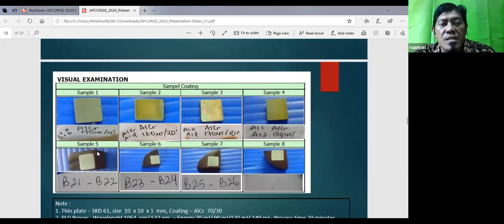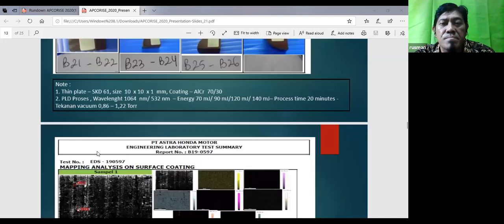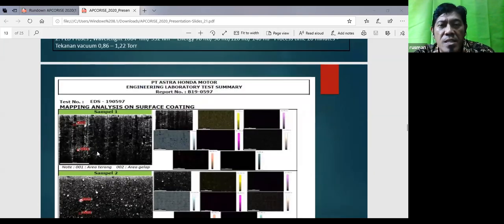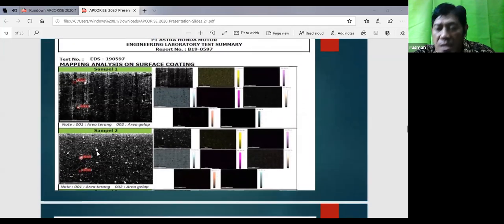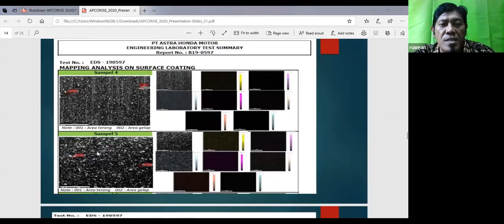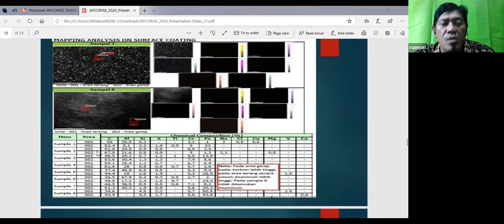And this is the result samples. We have 8 samples. Sample number 1 until number 4 is for the group of 1000 wavelength. And sample number 5 to 7 is for 500 wavelength. Sample number 8 is the sample without coating as a reference. From the ADS characterization and measurement, we find that sample number 1 until number 4 have a fine surface looking, but sample number 5 to sample number 7 have a coarse surface.